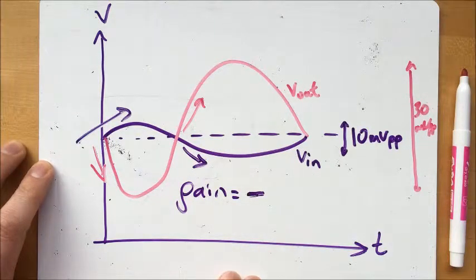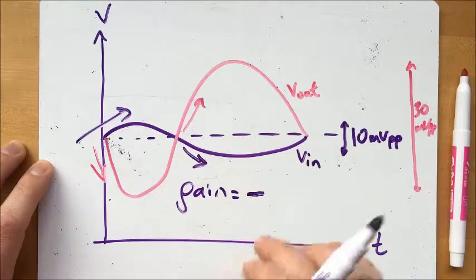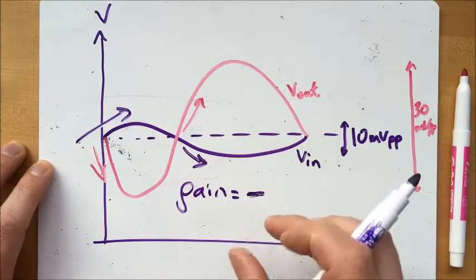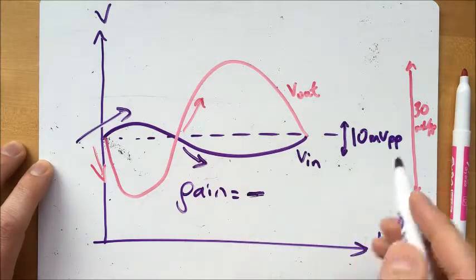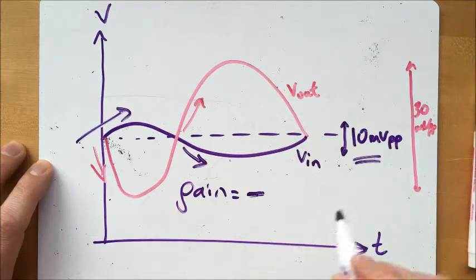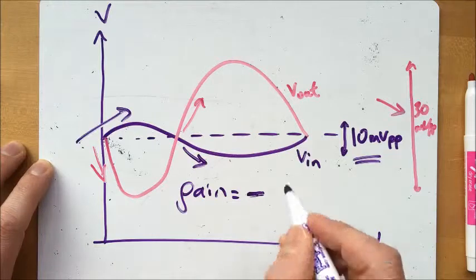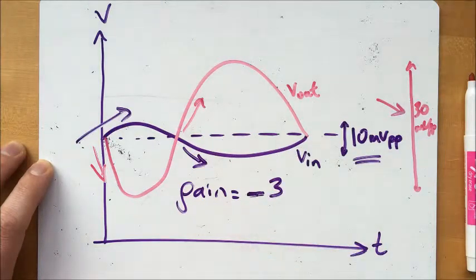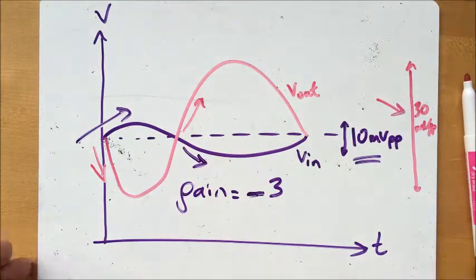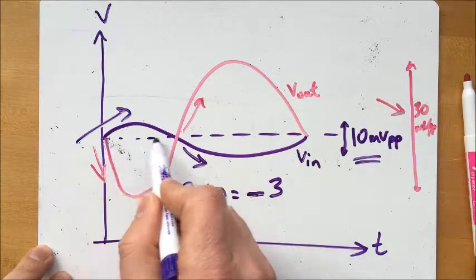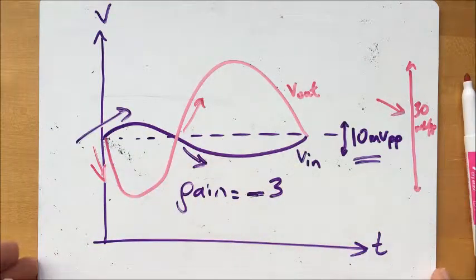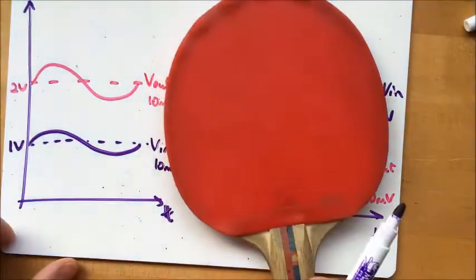And now we need to look at the gain. The gain is how much the input is amplified at the output. So your input is 10 millivolts, your output is 30 millivolts, so your gain is negative 3. Well, in this case, the DC value of both signals was the same level. What if they were at a different level? What if we had something like this?